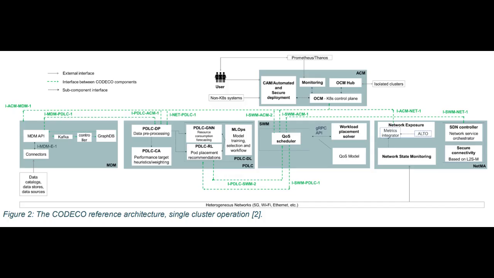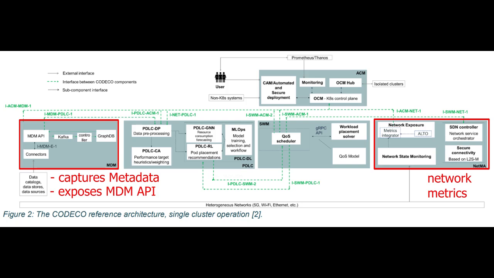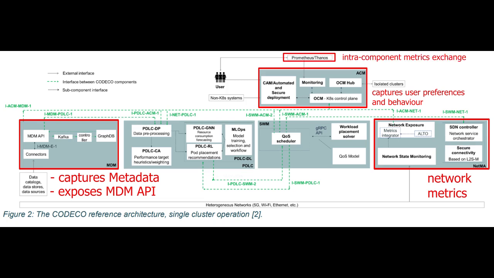In parallel, 3 components start monitoring different metrics. NetMA captures network metrics at node, link, and path level, and exposes this information via specific CRs that are accessible to all components and used by PDLC and ACM. Similarly, MDM captures data aspects like data compliance, generates a knowledge graph, and provides the output as well to other components via the MDM API. ACM captures user preferences and eventually behavior, which may be useful for adapting the overall Kubernetes infrastructure at a later stage. Note also that the exchange of important metrics between components is assisted by Prometheus in interconnection with the ACM component.